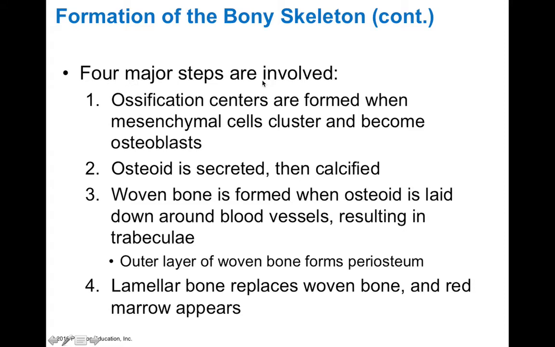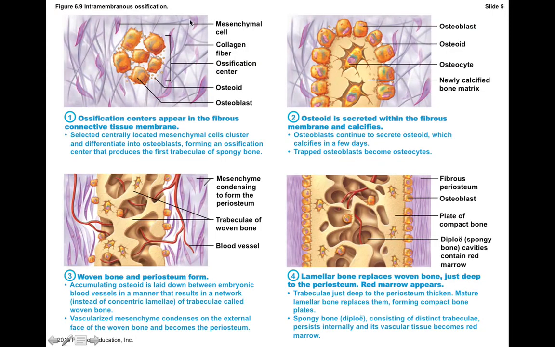So there are 4 major steps involved here. We have ossification centers that are formed when these mesenchymal cells cluster and become osteoblasts. These osteoblasts secrete osteoid, which is then calcified. Woven bone is formed when osteoid is laid down around the blood vessels, which forms a trabecular appearance of spongy bone. And then lamellar bone replaces woven bone, and red marrow appears within the woven bone spaces. So in terms of these steps, you have 1, 2, 3, 4.